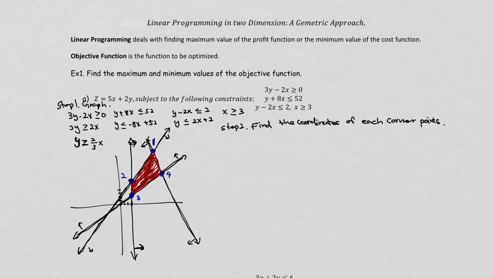So let's see if we can find all of that. In order to find point 1, you're going to use the second equation. This is the second equation, right? The second equation with the third equation, so the intersection of those two will give me point 1.